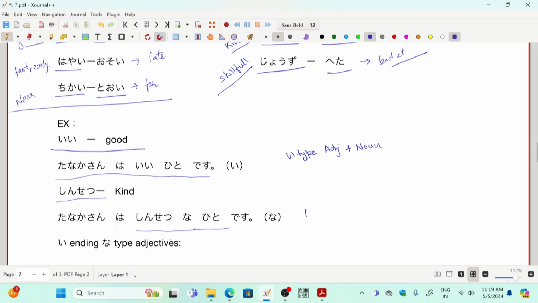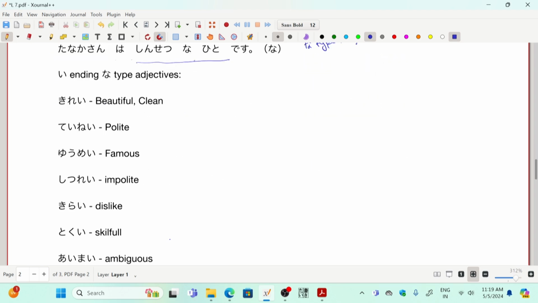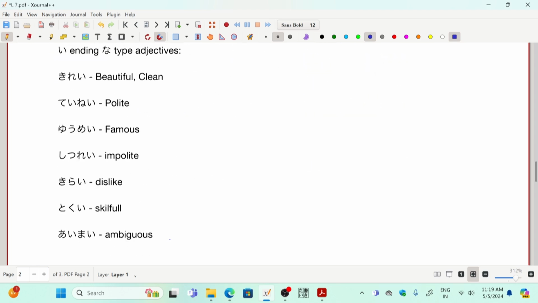And when it is Na type adjective, we add Na before adding noun. So shinsetsu is a Na type adjective and that is why we are adding Na before it. Now let's move to the E ending Na type adjective. So kirei, it ends with E but it is Na type adjective.